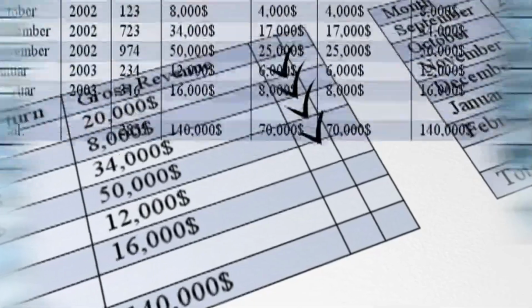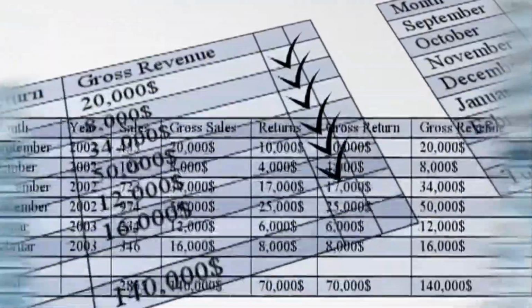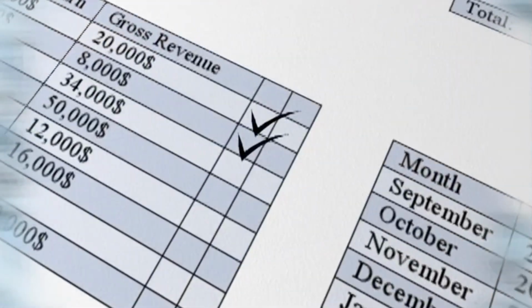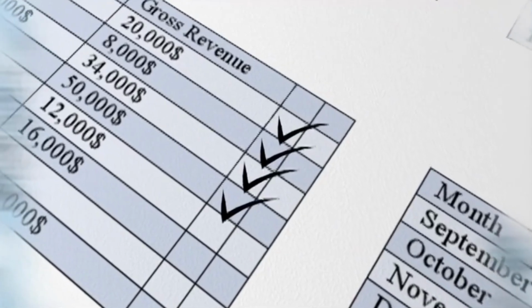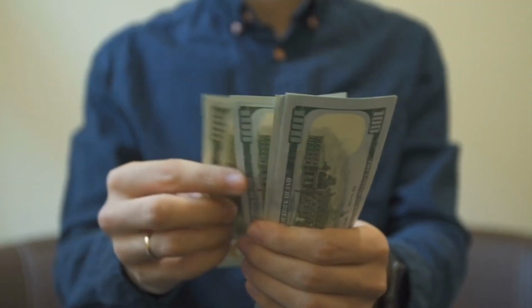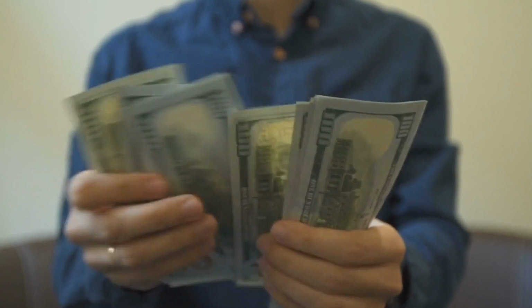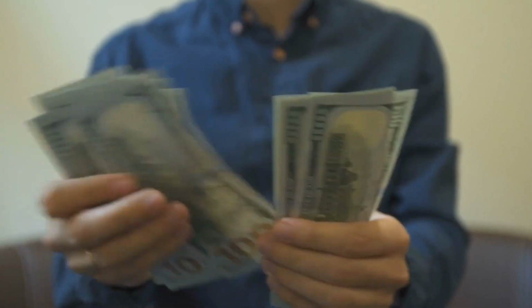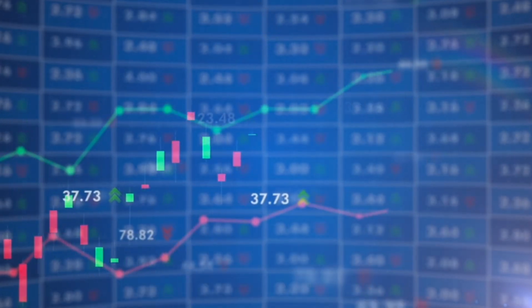Here's a quick example. Let's say a company has $500,000 in revenue, $300,000 in COGS, and $100,000 in operating expenses. The net income would be $500,000 minus $300,000 minus $100,000, which equals $100,000 in profit.